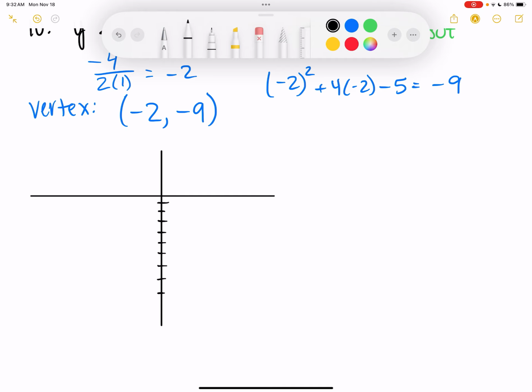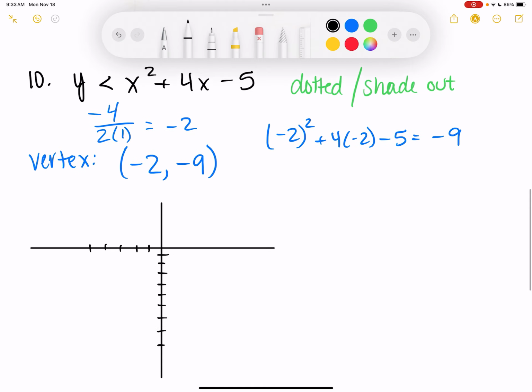That's not where that goes. Let's just say that that's negative 1. All right, so our vertex goes at negative 2, negative 9. What point do y'all want to use to find another one? 0, negative 5. I would recommend 0. So we'd be at negative 5, so 0, negative 5.